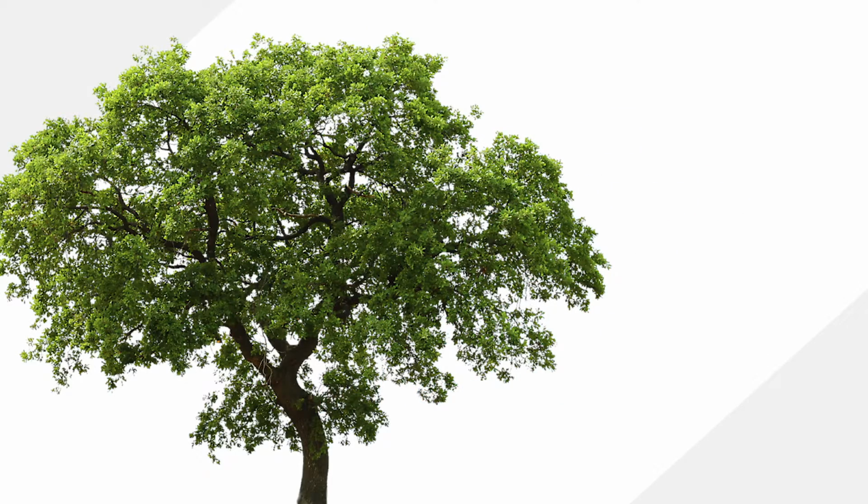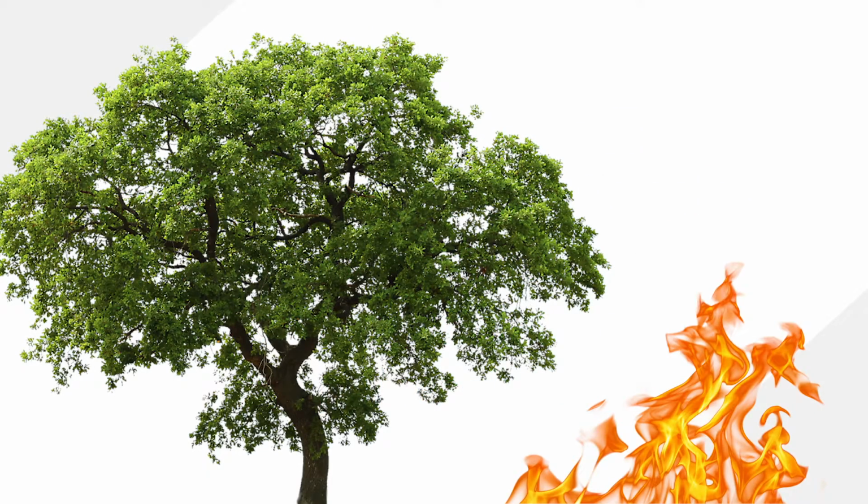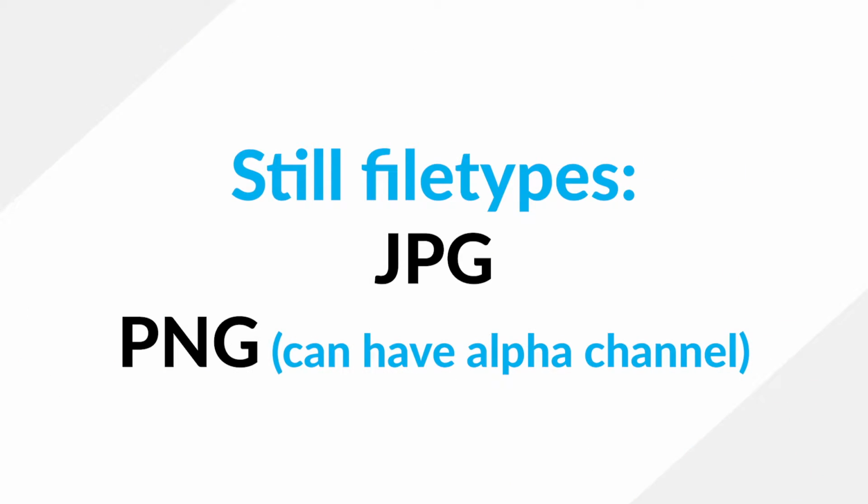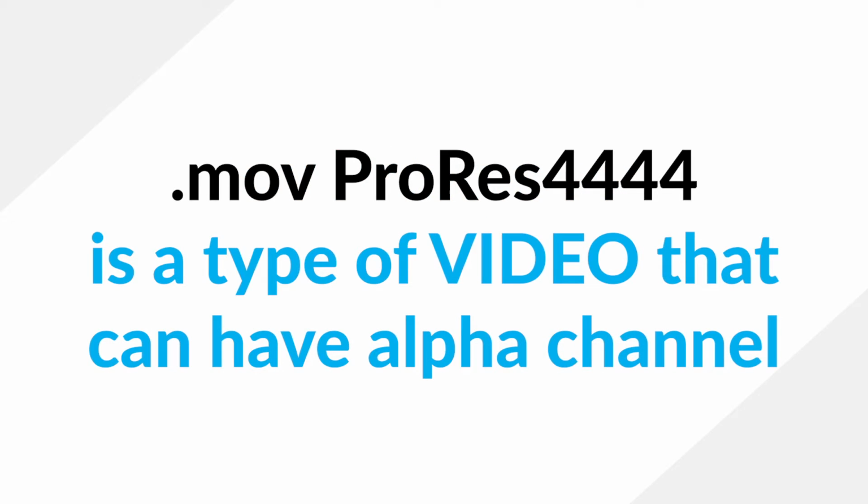And if you need the image with a clear background, that clear background is called an alpha channel. Alpha channels are often used in graphics. The file formats I tend to use for stills are JPEGs, or if I have an alpha channel, a PNG. The same goes for graphics. The graphics I tend to use need clear backgrounds, so I use PNGs for stills and .mov ProRes4444 for video.